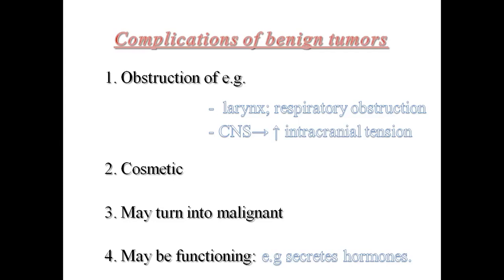The last complication of benign tumors is that maybe the tumor is just making cosmetic deformity if it is external. Like someone has a benign tumor in the face or in the hand or in the neck. The patient may complain that he is unsatisfied about his shape or about his figure. And although the tumor has no other complications, he asks the surgeon to remove it. This is called cosmetic deformity. Okay? So these are the possible complications of benign tumors.